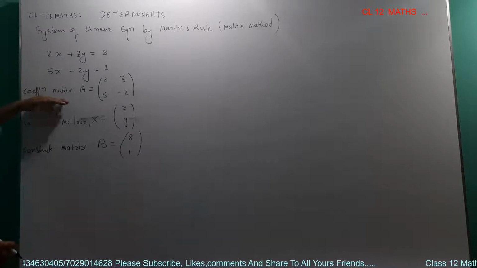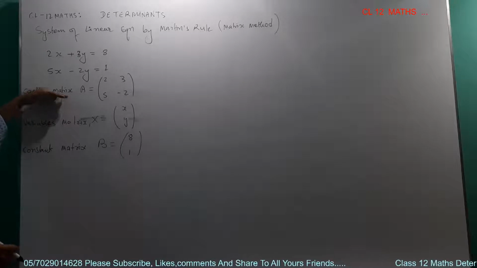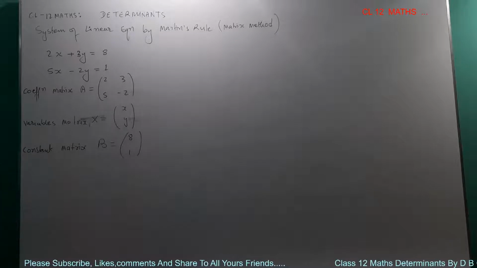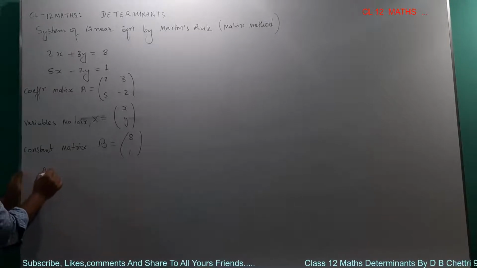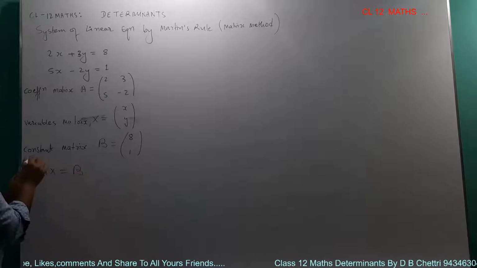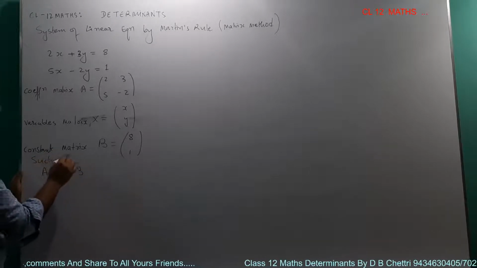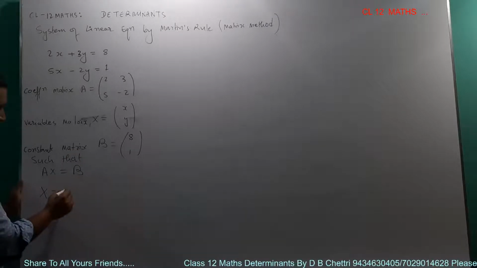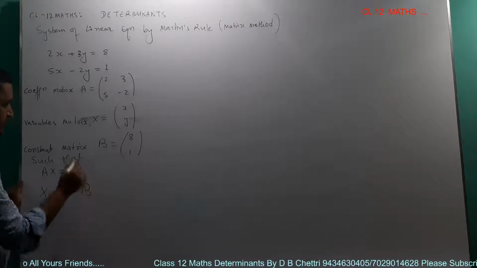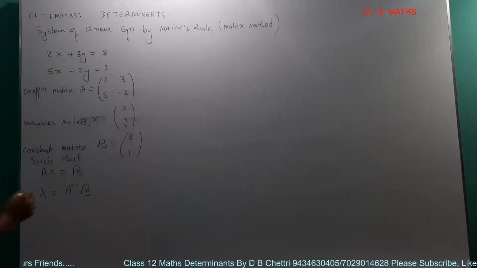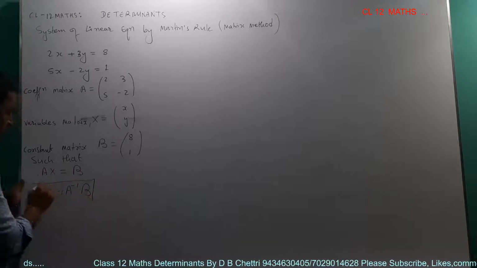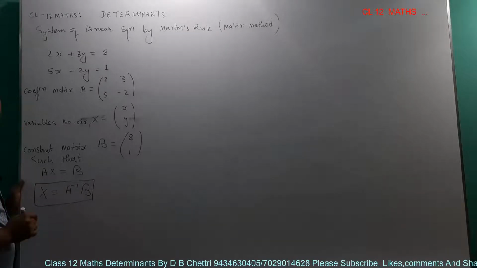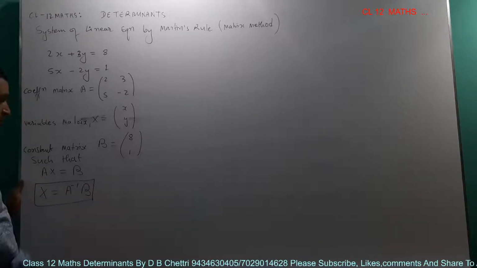Now from the equation you have to separate the coefficient matrix, variable matrix and constant matrix. According to Martin's rule, the equation is AX = B, such that X = A inverse B. This is the main formula to solve the equations, and it is called Martin's rule or the matrix method.